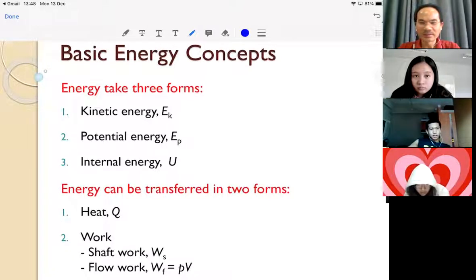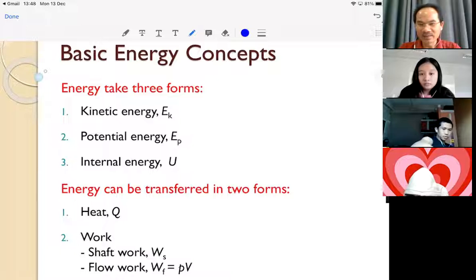It is the energy related to its position. Okay, this is based on the difference of position or location. If the difference in height of the location is delta Z, something like this. And the last one, internal energy.